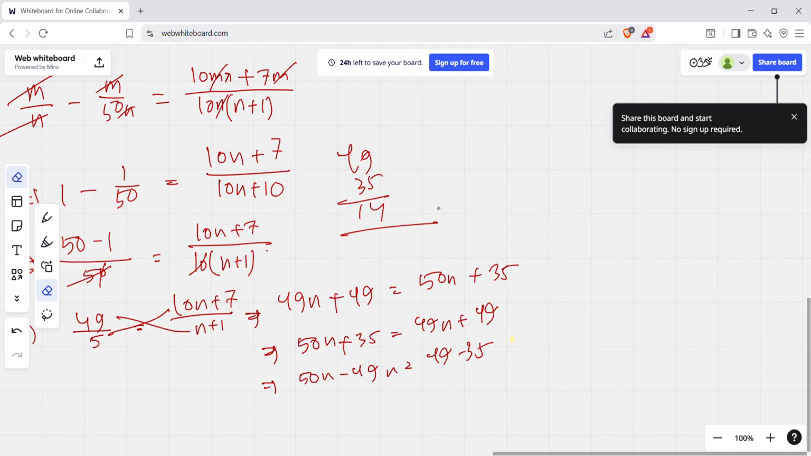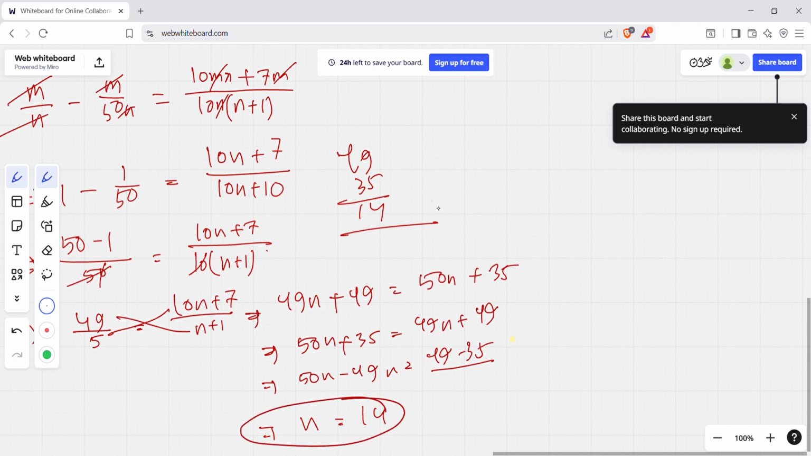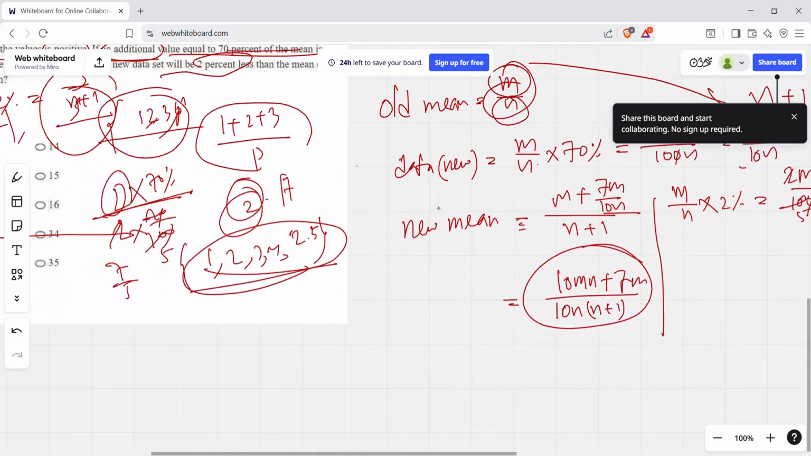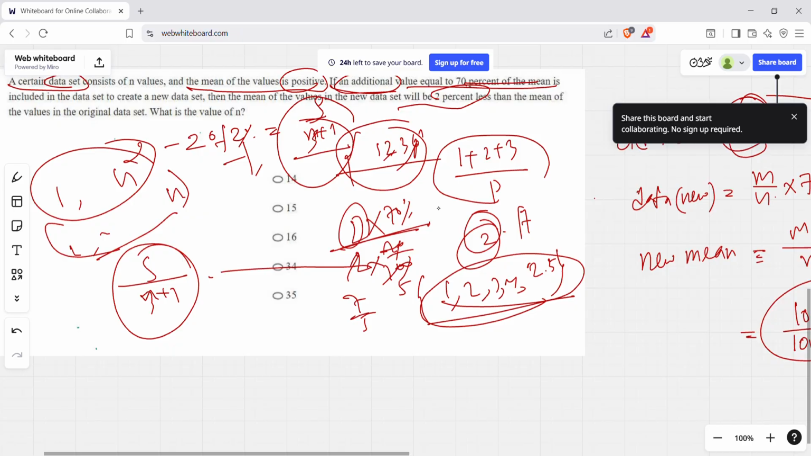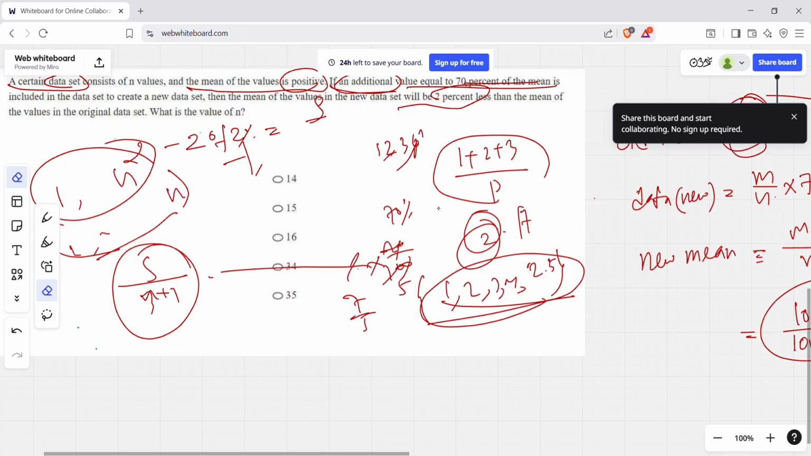Okay, so now we get our answer. n is equal to 14. So this is our answer. So you have the question right. Okay, this is our question. So can you see that 14? Yes, this is our answer.